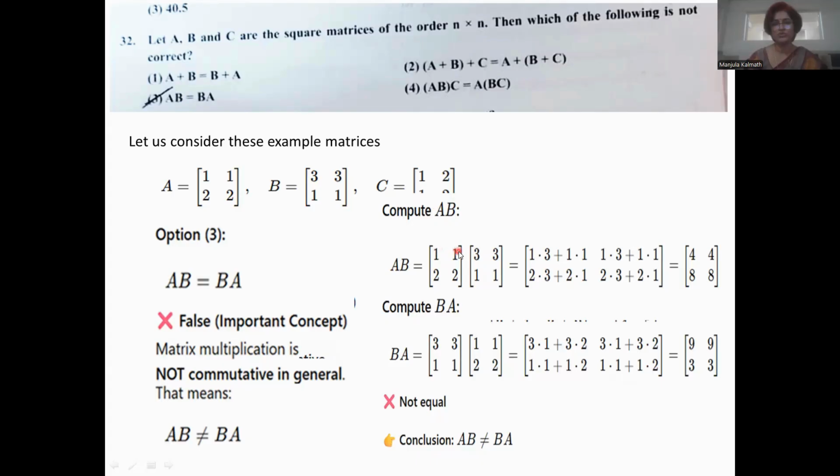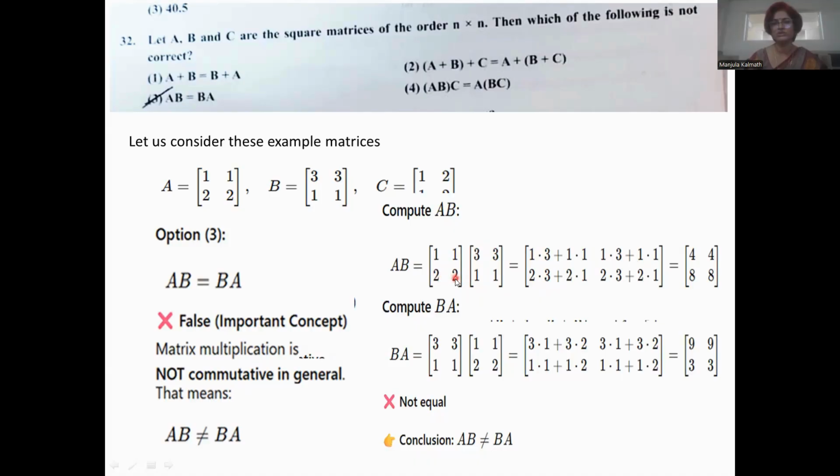So first row 1, 1, and here we have the first column 3, 1. So 1 into 3 plus 1 into 1. Then 1 into 3 plus 1 into 1. This row and this column. And next we have this row and this column.